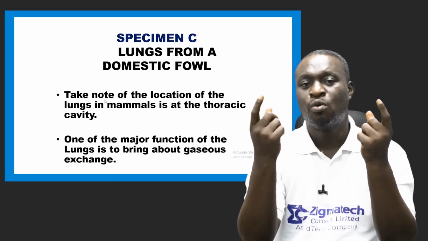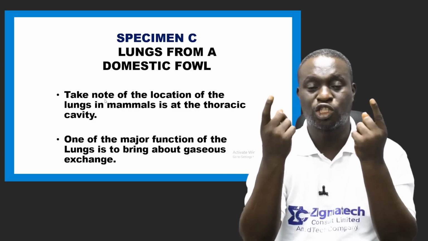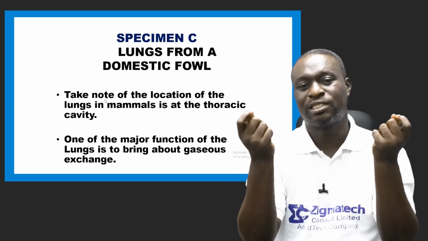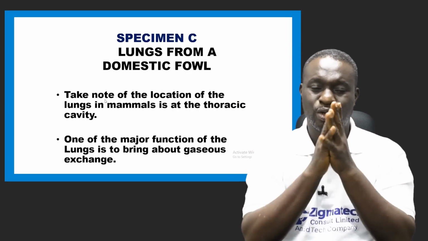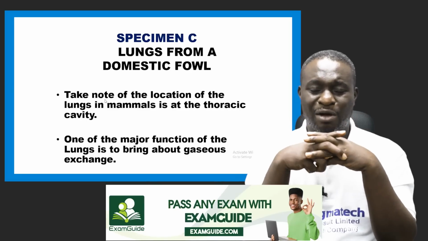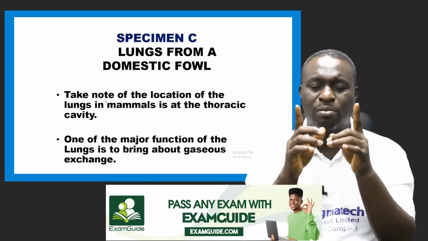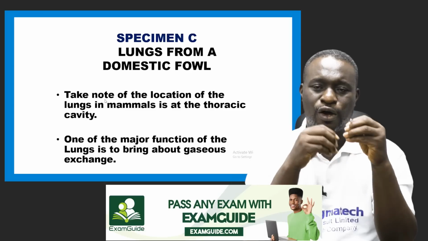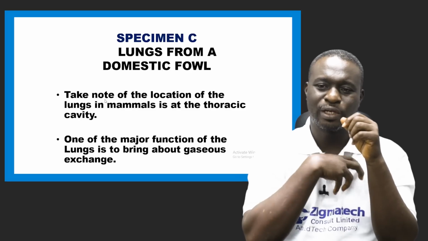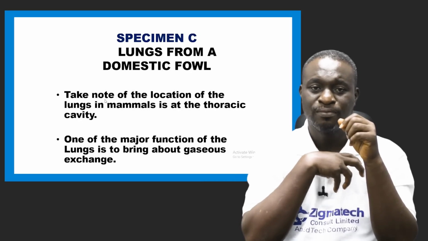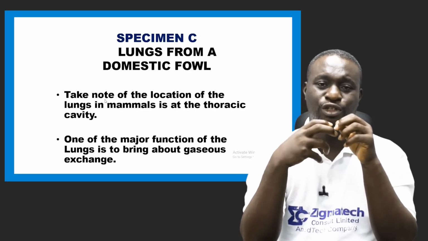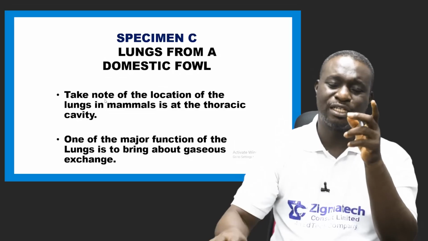So most times when you see questions or specimens in this format, there is every likelihood for them to ask you similarities or differences between the two of them. As we go on, you're going to see several things I would want you to take note of. For number 1, take note of the location of the lungs in mammals: it is at the thoracic cavity. One of the major functions of the lungs is that it brings about gaseous exchange.